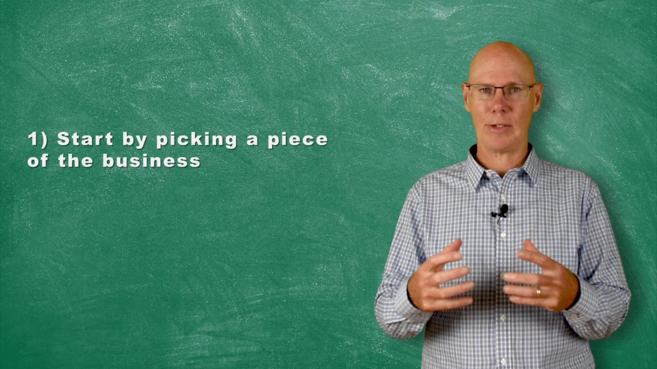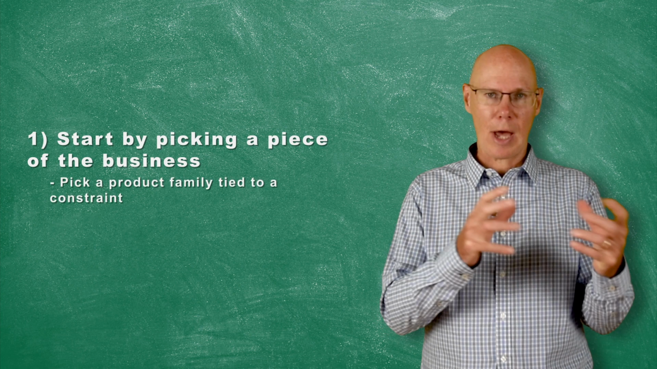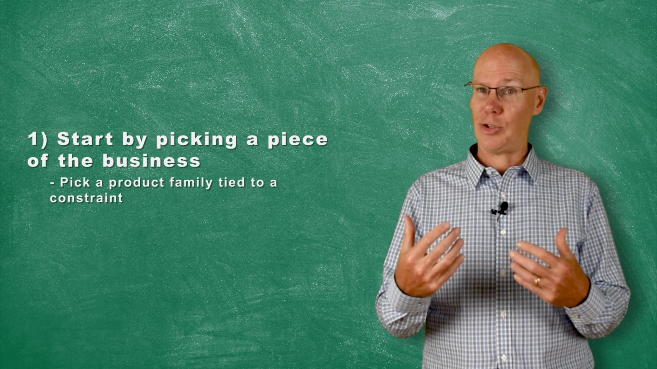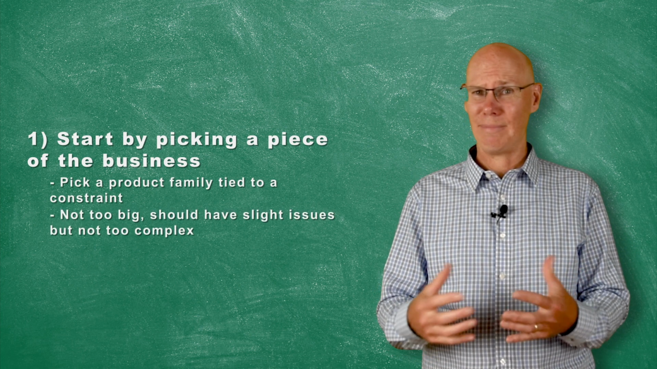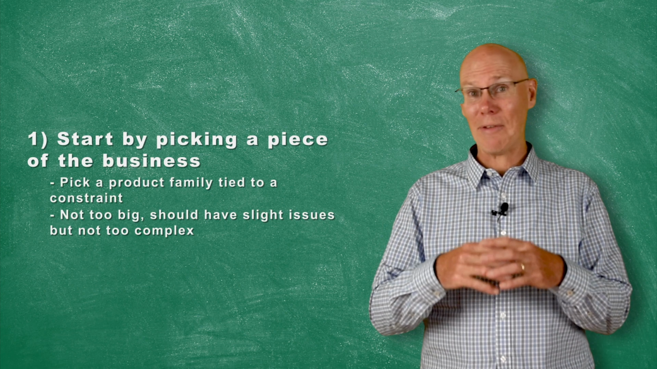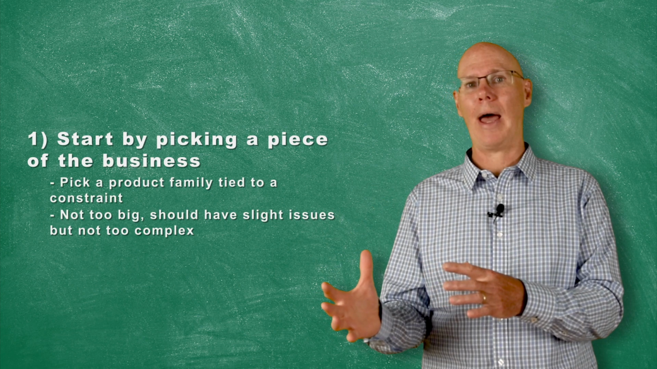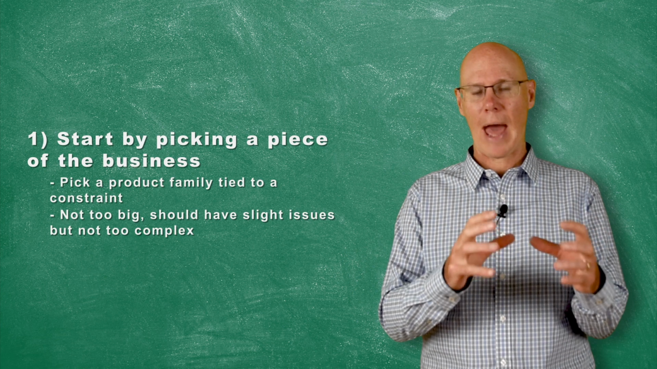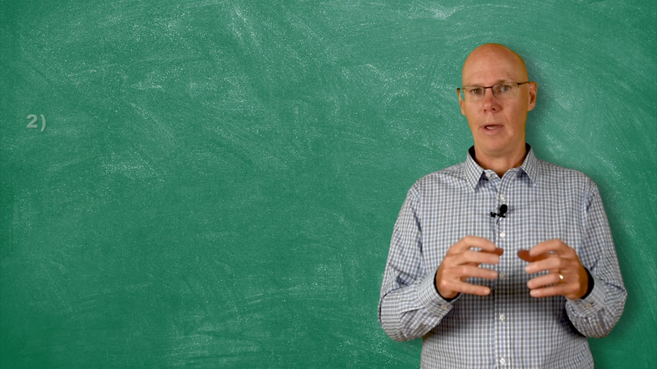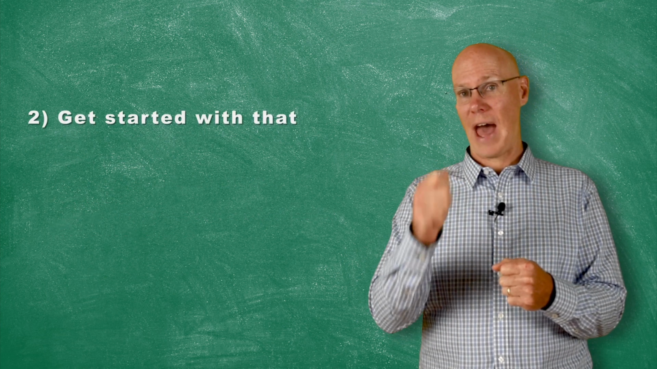What I mean by that is you pick a product family tied to a constraint. It shouldn't be too big, not all the business. It should have some issues, but it shouldn't be too complex. So start by picking that piece of the business. Then get started with that family.